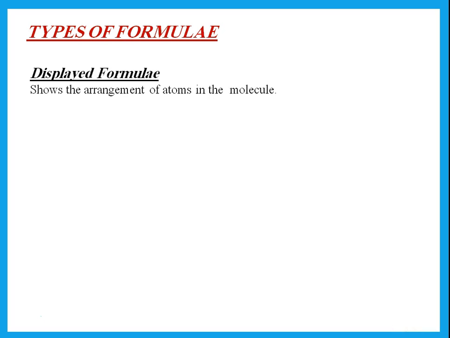You will be required to draw a displayed formula. A displayed formula is one that shows the arrangement of all the atoms in the molecule. So for example, if I'm told to draw ethanol, the first thing I ask myself, how many carbons? Eth means 2 carbons. Ol means it has an OH somewhere. Now, if I draw it like this, with all the bonds between all the atoms, this is called a displayed formula.